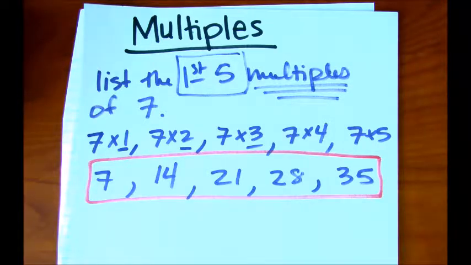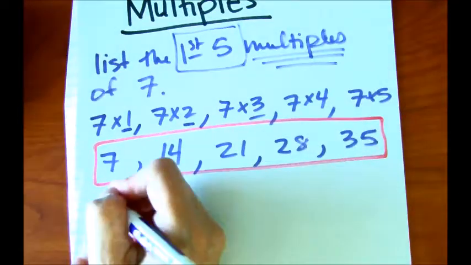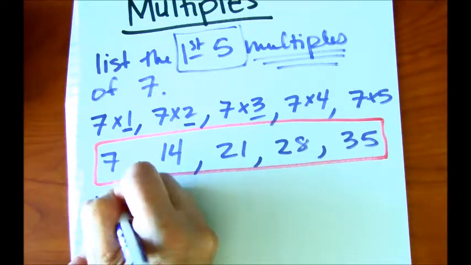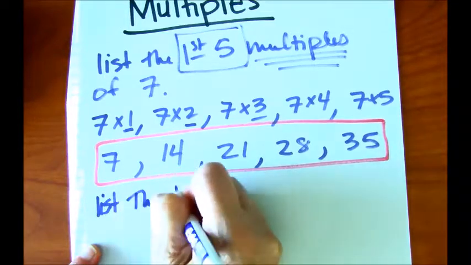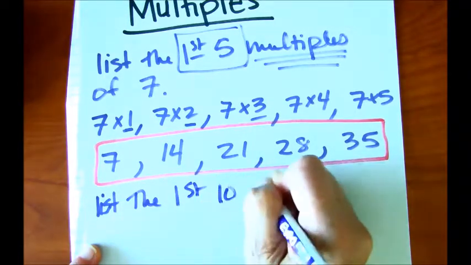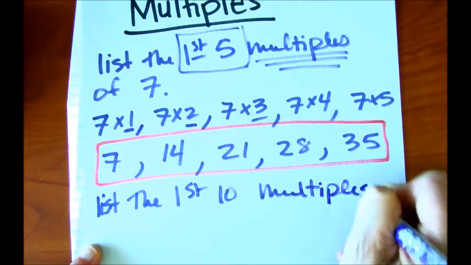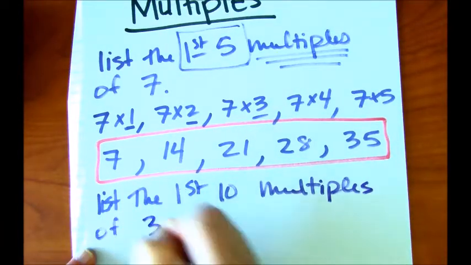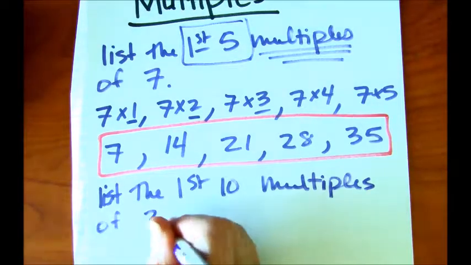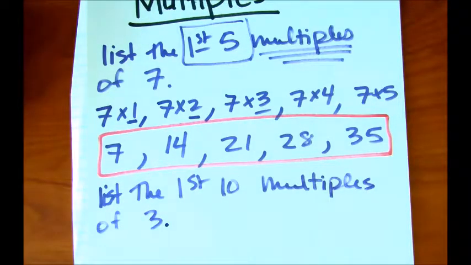Okay, let's go ahead and list the first 10 multiples of 3. Go ahead and see if you can do that on your own, and I'll go ahead and write them out. So pause the video right now.